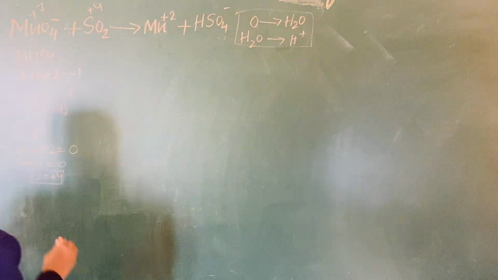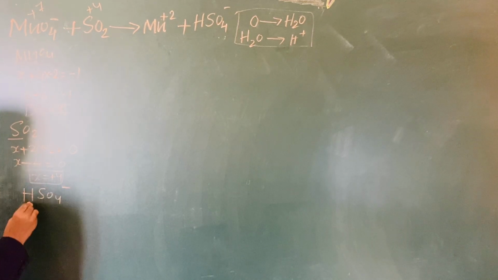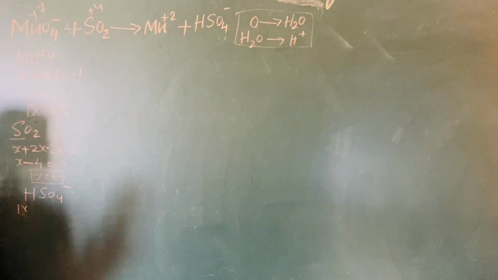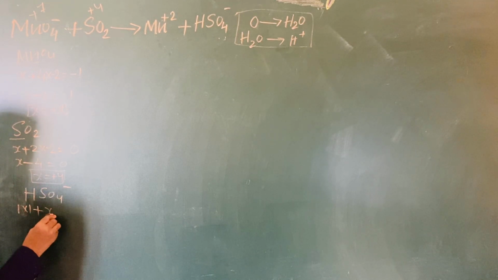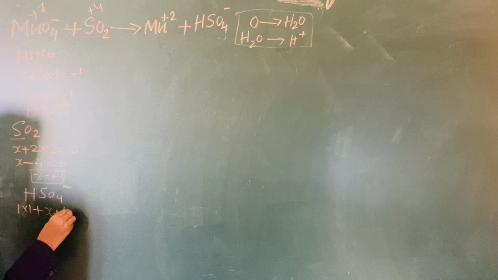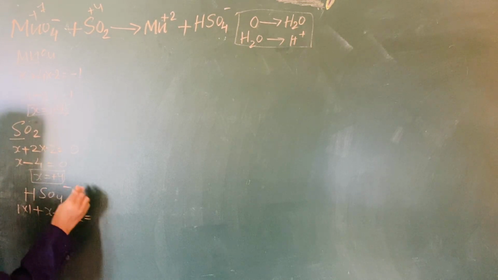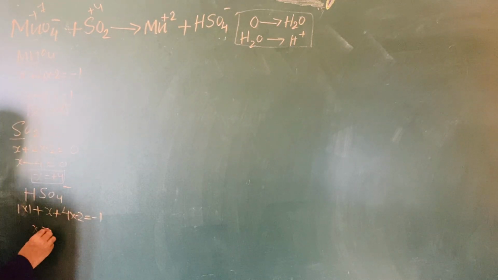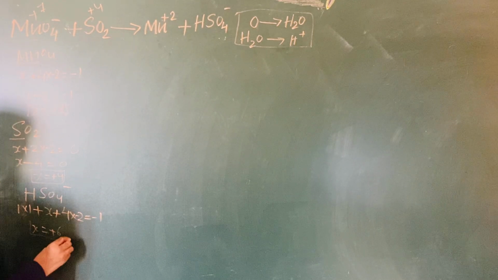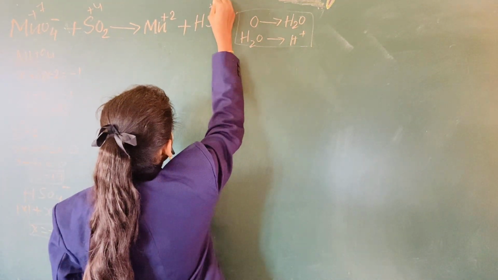And then we have HSO4 minus. Hydrogen we have 1, it is considered as +1 itself, plus sulfur we need to find out, so consider it as X, and 4 oxygens, 4 into -2, is equal to -1 since we have a minus charge. When you simplify, you will get X equals +6. So in HSO4 minus, the sulfur oxidation state is +6.